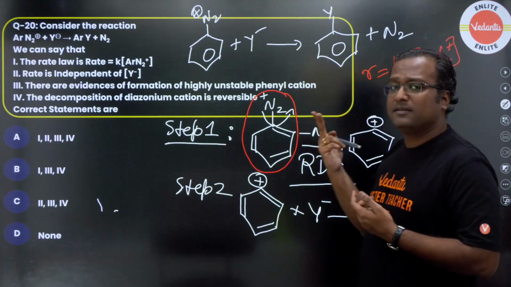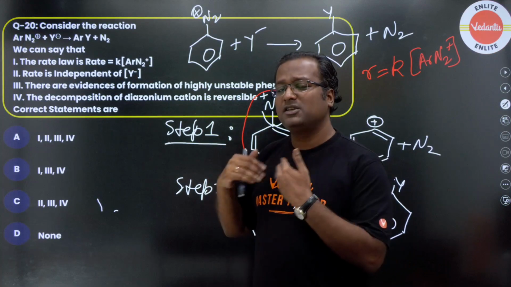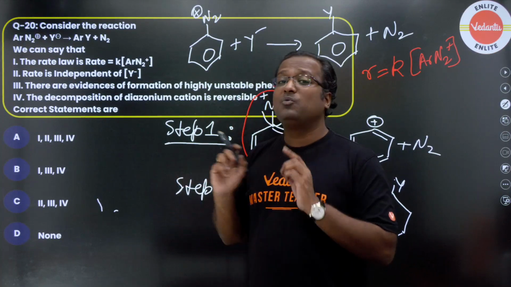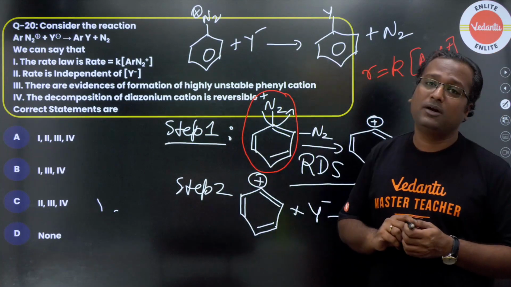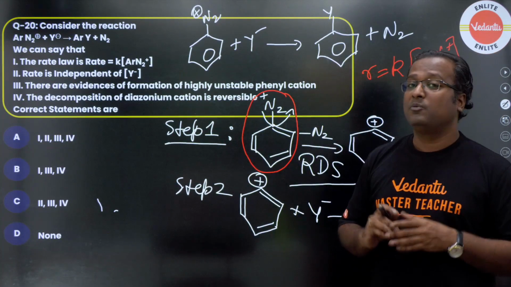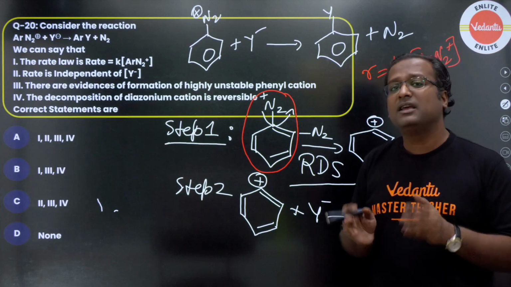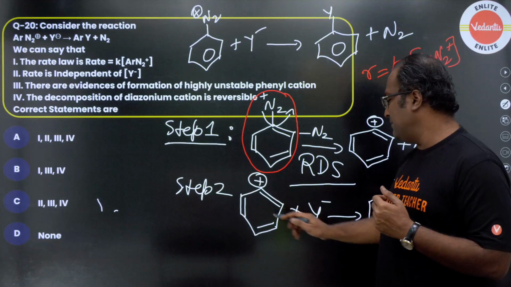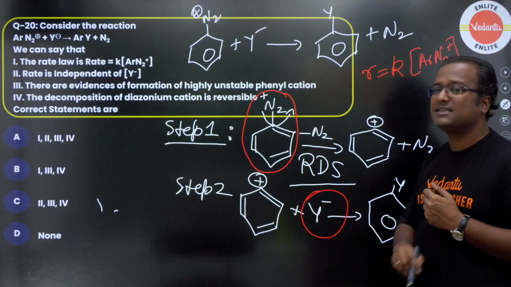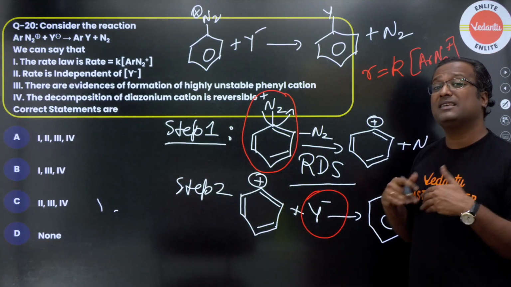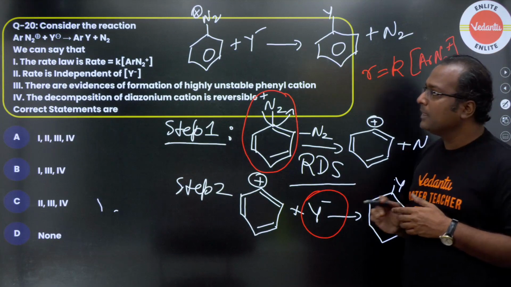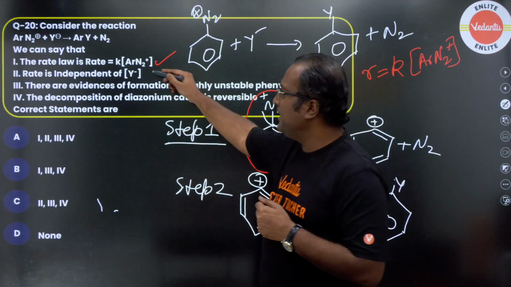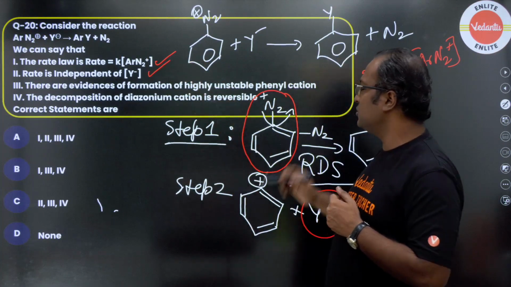That means 2 things. If the ArN2 plus concentration doubles, the rate doubles. That also means Y minus is not involved in the rate expression. A change in the concentration of Y minus does not change the rate of reaction at all. Why? Because Y minus is involved in your second step, that is your fast step, not the slow one. So the first option is definitely correct. Rate is independent of Y minus, we just saw, that is also correct.